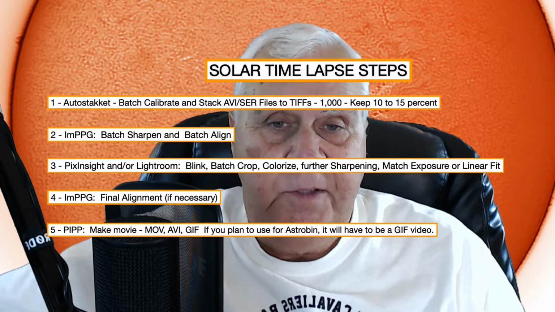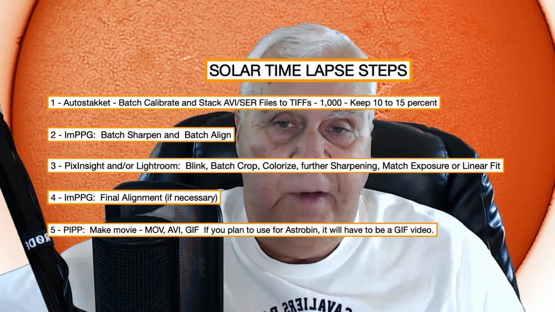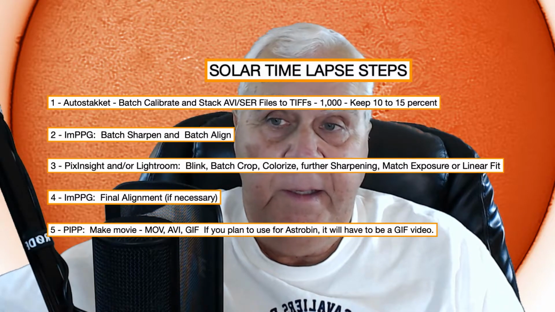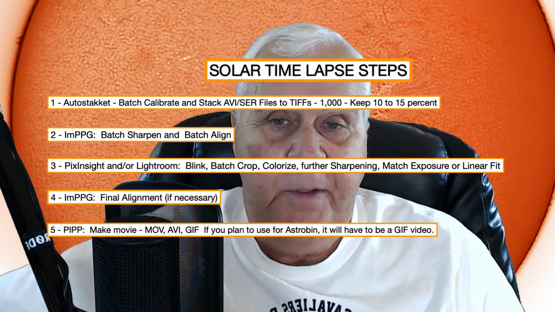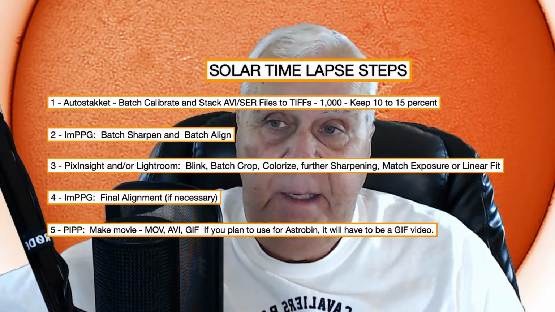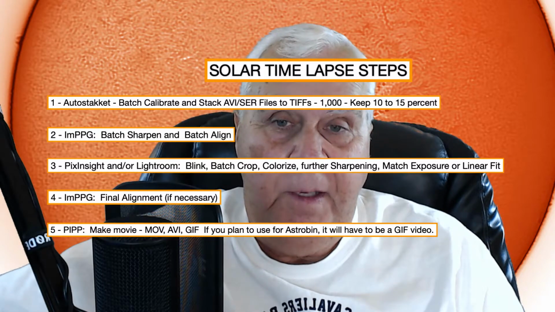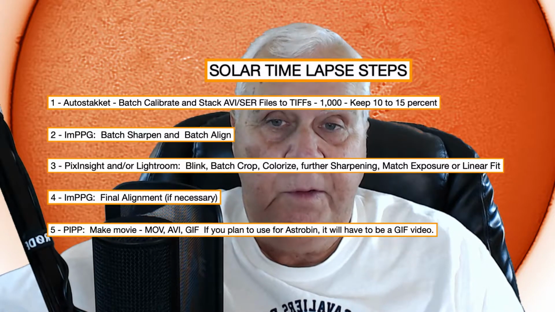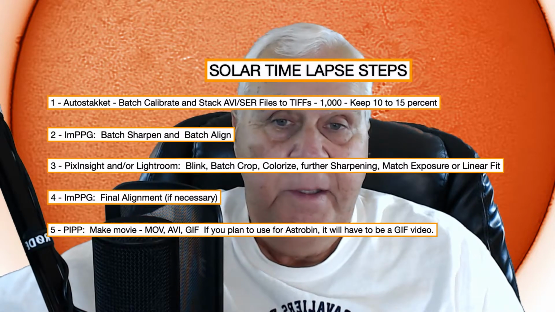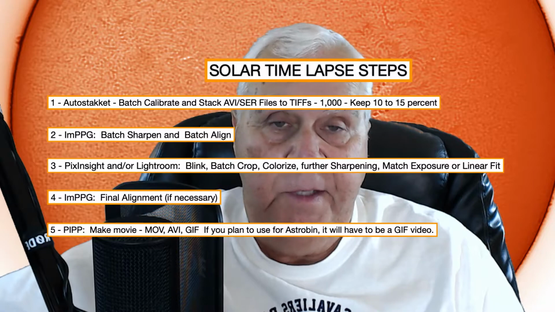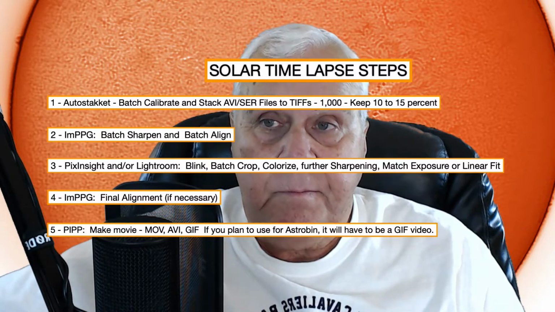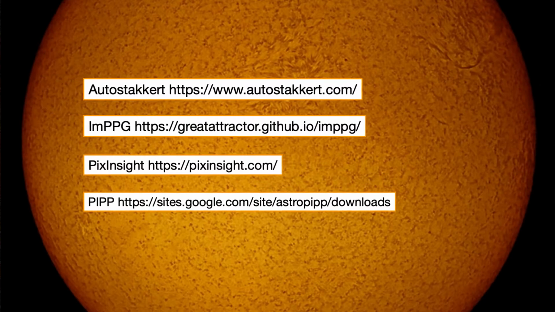I make a GIF file because they're manageable size files, and I can put that on Astrobin, which is the main place I like to put them. I will put them on my Facebook page too, but for the most part I make it a GIF file just because Astrobin will not accept an AVI, an MOV, or any other type of movie file that I know of, unless that's changed. Now the software that I'm using is AutoStakkert, IMPPG, PixInsight, and PIPP. Everything but PixInsight is free.